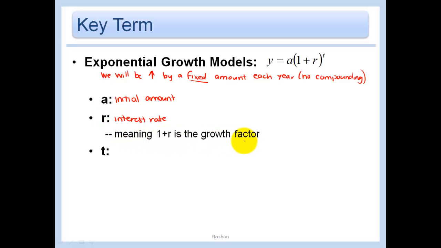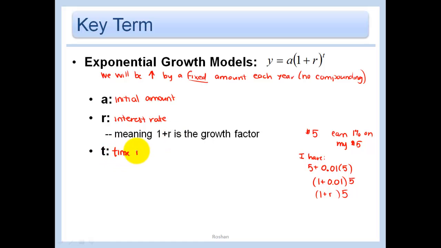1 plus R is a growth factor because think about it. Say we had $5, okay? And say that I earn 1% on my $5. How much do I have? I have 5 plus 1% of 5. In other words, I have 1 plus 0.01 of 5 if I factor the 5 out. So that's why I'm doing that 1 plus R times the initial amount. You see that? The 1 plus R is just the growth factor, and it's because you have to remember that you want to add your original amount plus the percent that you're getting. T is just your time, typically in years.